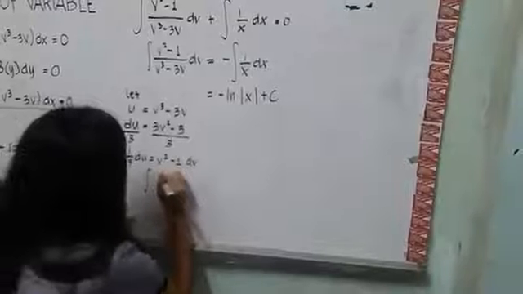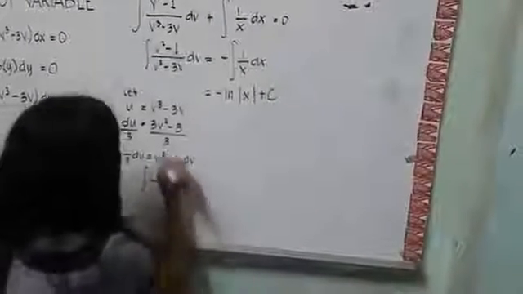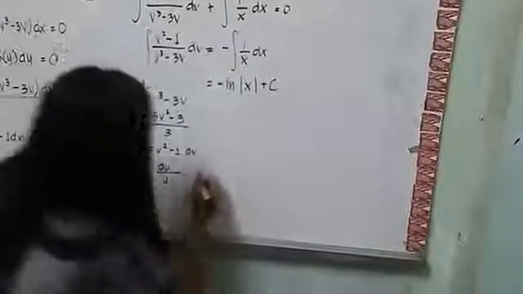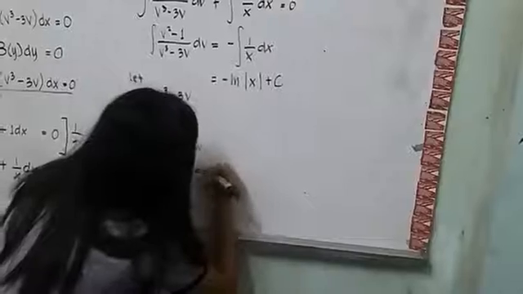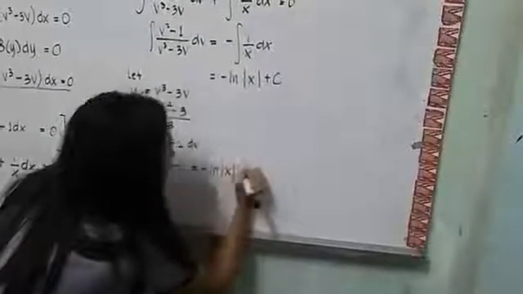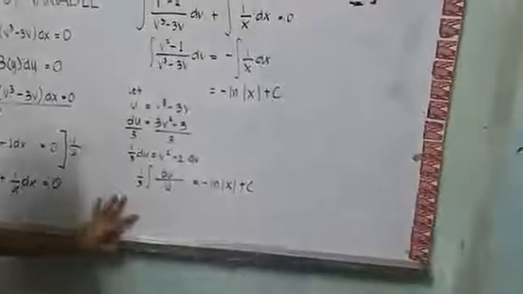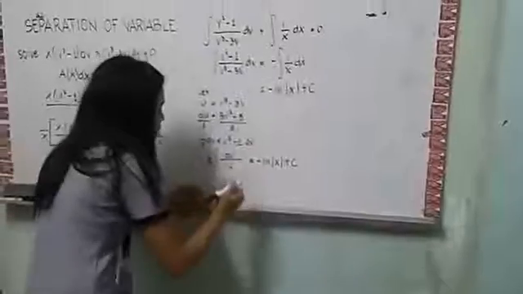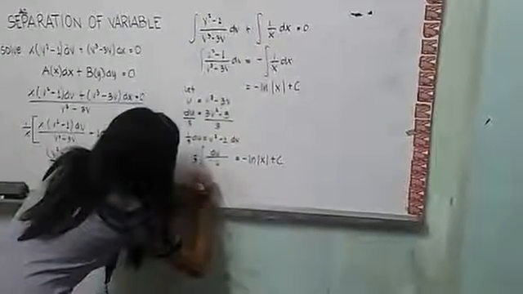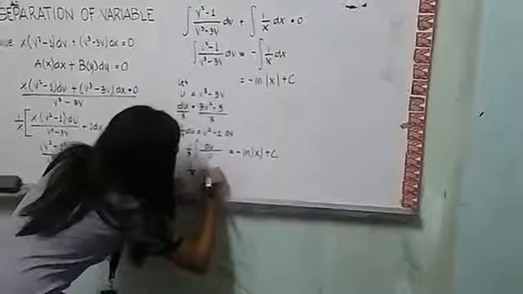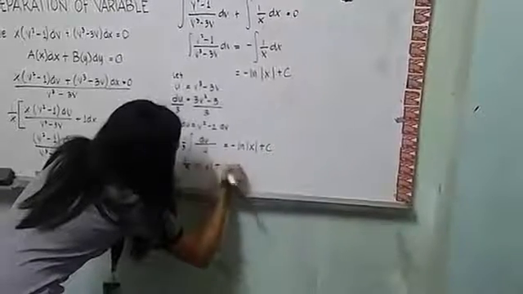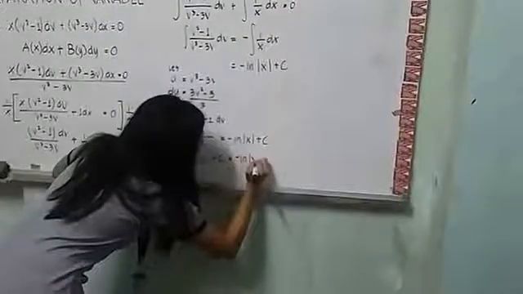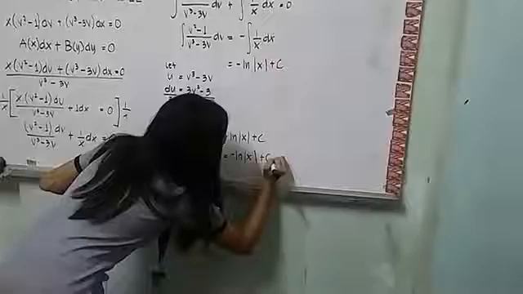We will have 1/3 du over u equals negative ln x plus c. So we will integrate this one. So it will become 1/3 ln u plus c1 equals negative ln x plus c2.